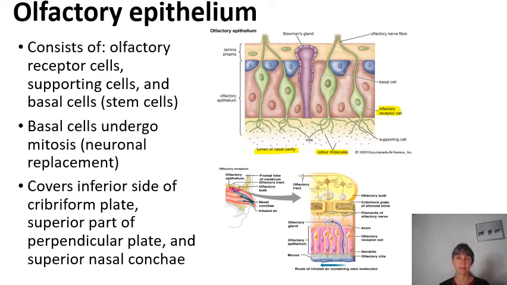when they undergo apoptosis. We see the olfactory epithelium on the inferior side of the cribriform plate of the ethmoid bone, as well as the superior portion of the perpendicular plate of the ethmoid bone and the superior nasal conchae.